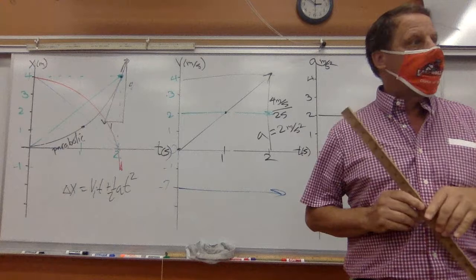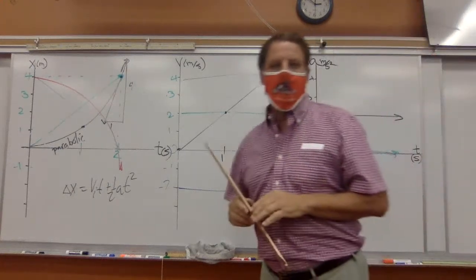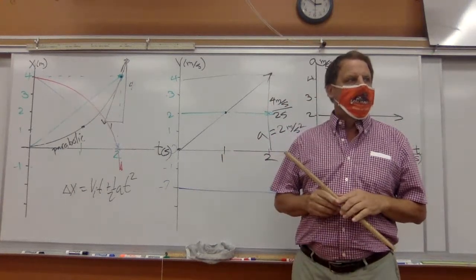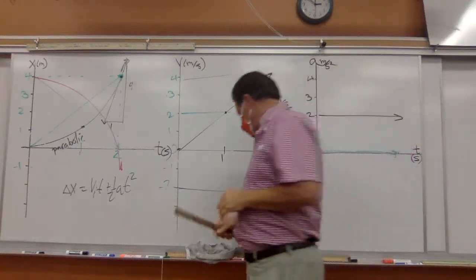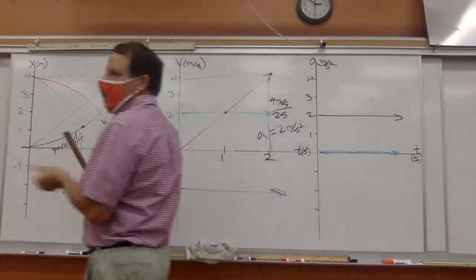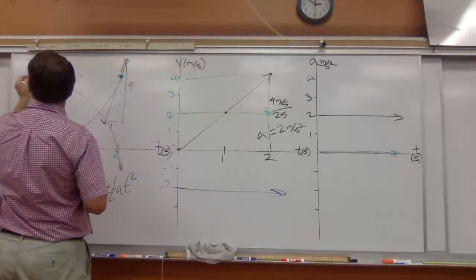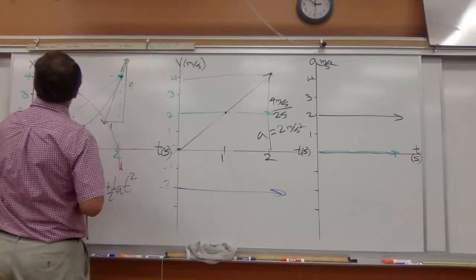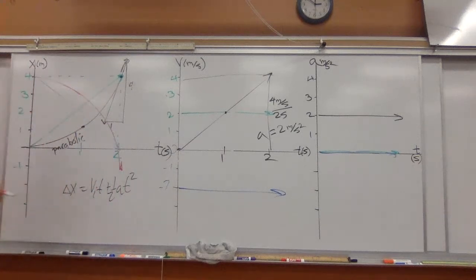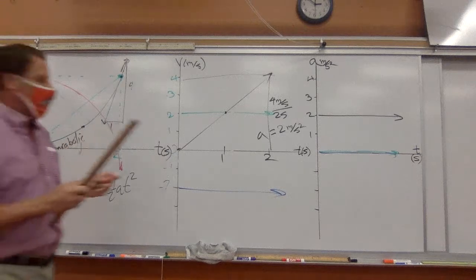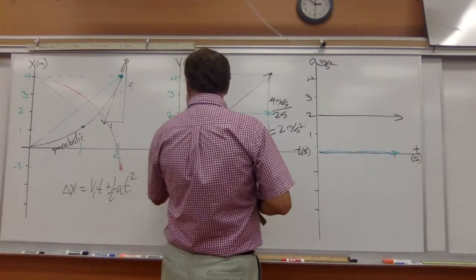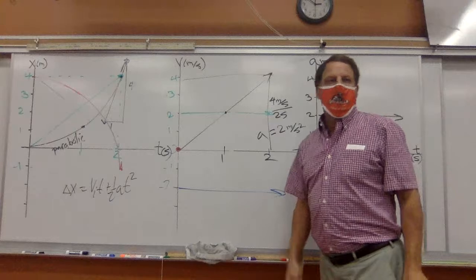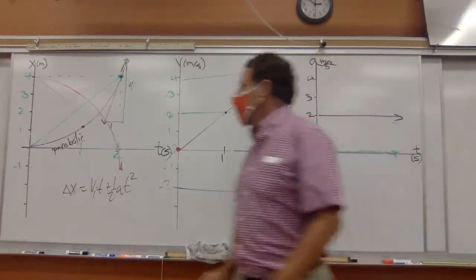How fast is it going at 4? Okay, let me change this to make it a little more obvious. So what is the slope of that line at 0? It's 0, right? So we're starting right here with a velocity of 0.